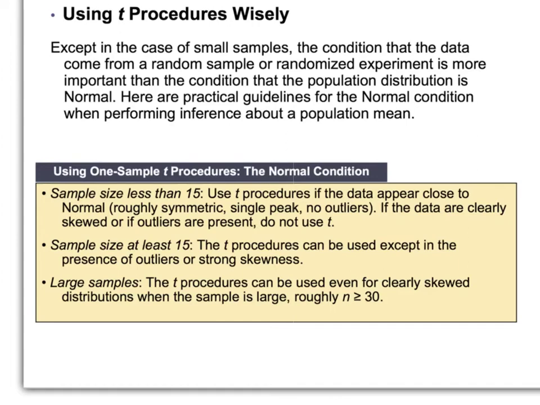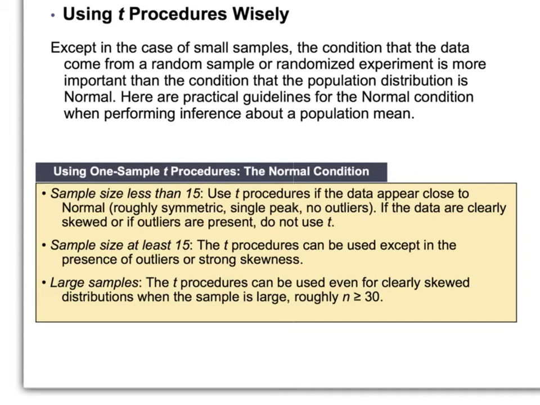So here is how we can use our t procedures wisely. This harkens back to the example from my previous video. In that example, we didn't know the shape of the population distribution, but we also only had 20 pieces of data, so we had to examine the sample data to take a look at what the shape was. And so here are the guidelines for looking at the shape.